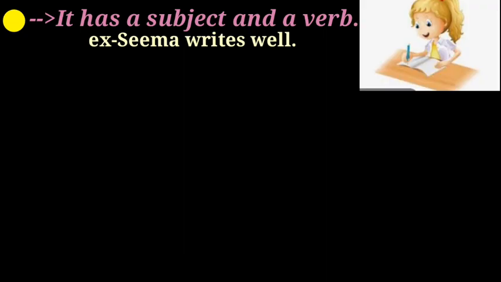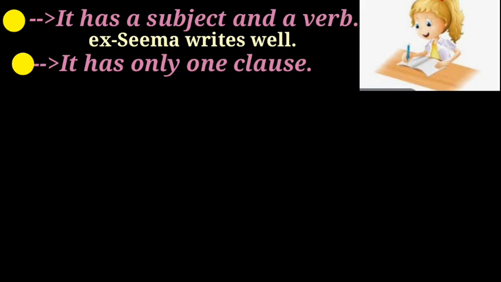Okay. So, what is a simple sentence? A simple sentence has a subject and a verb part. For example, Sima writes well. Here Sima is the subject and writes is the verb. And a simple sentence has only one clause. For example, Sima writes well. Here it is a clause.